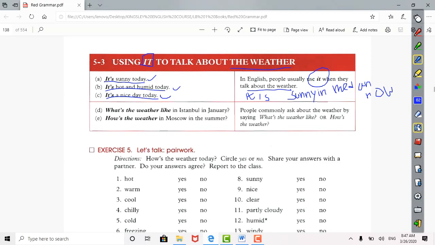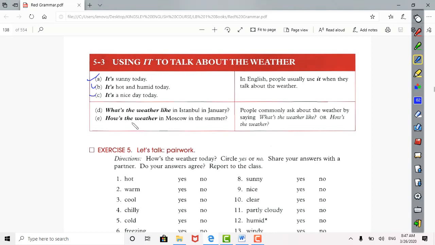So when you want to talk about the time, you use "it". When you want to talk about the weather, use "it". Time, "it"; the weather, "it". That means to express that. So these are some examples of using "it" to talk about the weather.